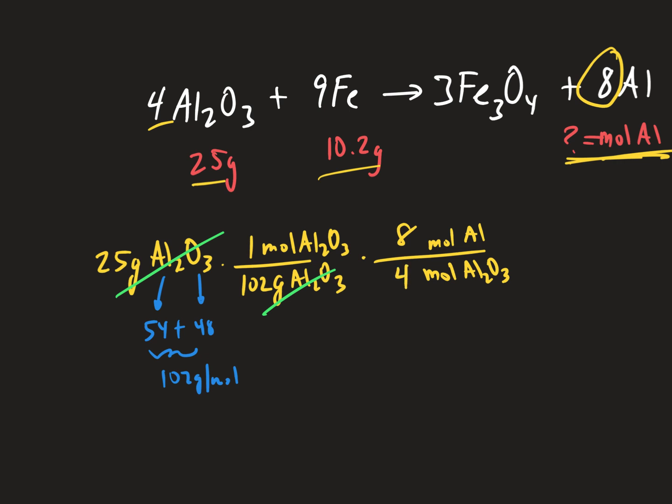So that's going to be 4 because of that number right there. Any questions? Can we all do this? Good. So that goes away, and that's what we're looking for, moles of aluminum, so we're done. So 25 divide 102, multiply 8, divide 4. Or yes, we could just multiply by 2 because we can see that 8 divide 4 is 2. That's fine too, no problem. What do we get? Somebody?